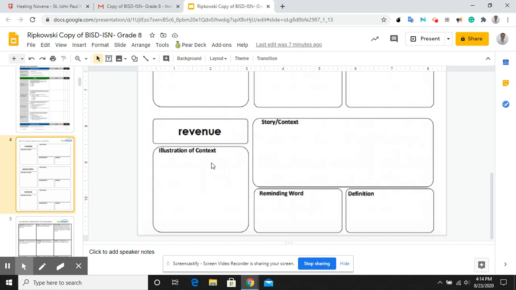And then illustration of context. Usually in the past, we would have it drawn. Can't do that this year. Good thing you know how to insert a picture now, don't you? So we'll just start inserting pictures for something to help you understand what that means.